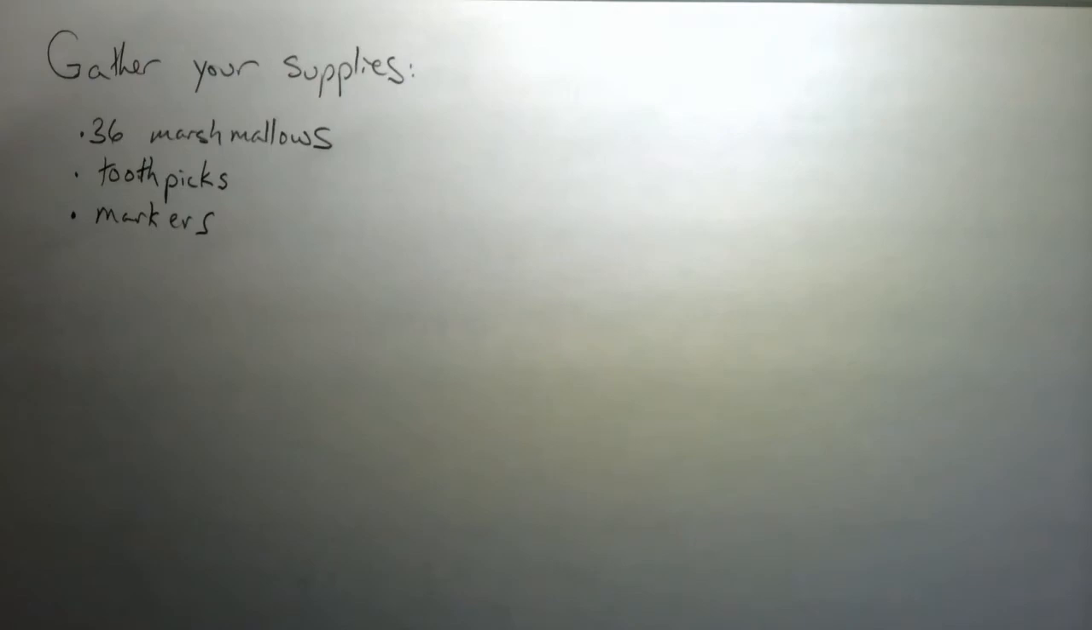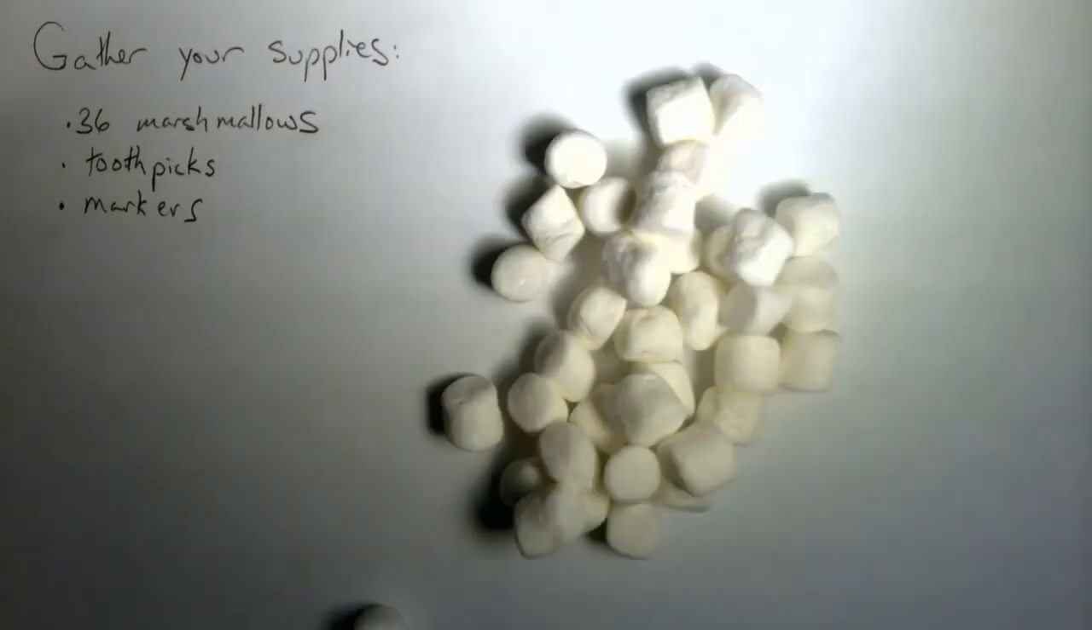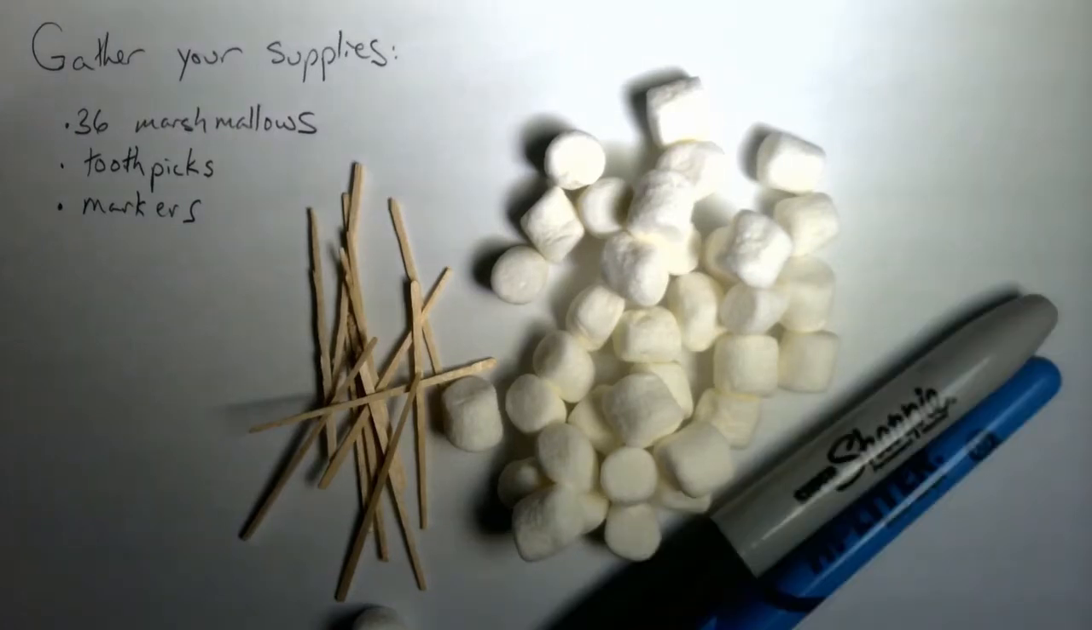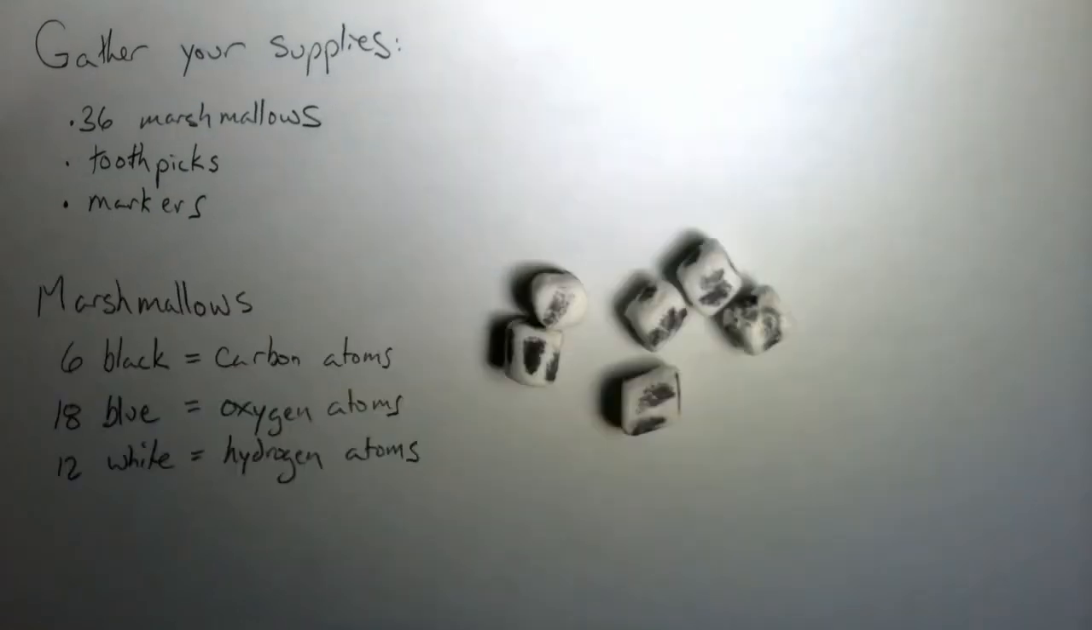That includes some things you can find in your science kit, like 36 marshmallows. You'll need all the toothpicks, and also some markers. A blue marker and a black marker will work best, but if you only have other colors, that might work too. And go ahead and start by coloring your marshmallows.